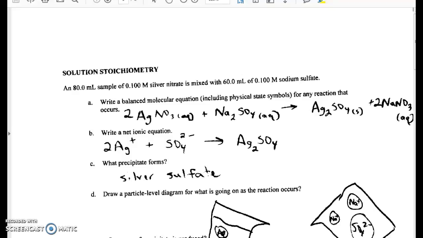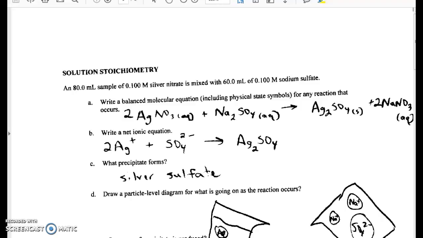This is Mrs. Westmoreland, and here's a video about solution stoichiometry, in particular about calculating concentration of ions in a solution after precipitation has occurred. So we have 80 milliliters of 0.1 molarity silver nitrate mixing with 60 milliliters of 0.1 molarity sodium sulfate.